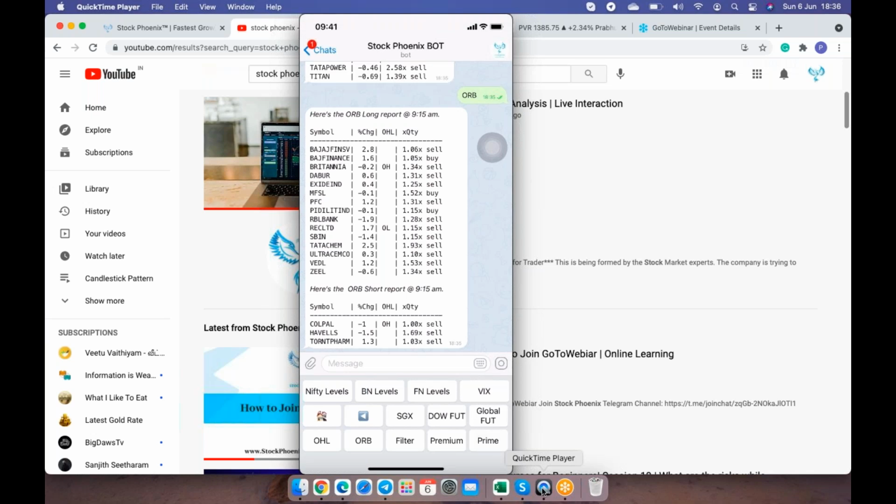So you have to check the stock, go to a charting platform, look at the way the candlestick is getting formed, and take a decision.